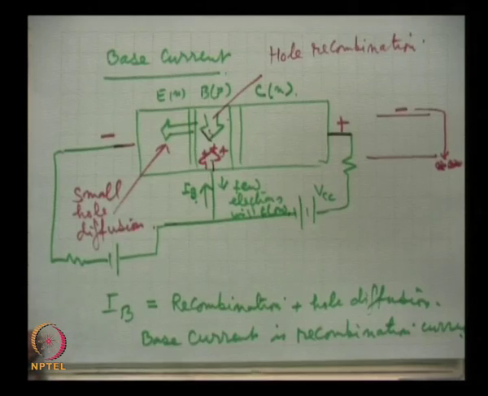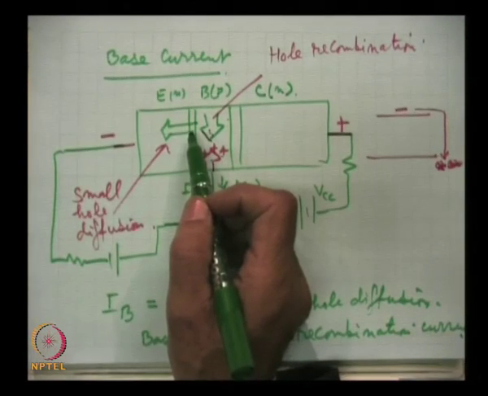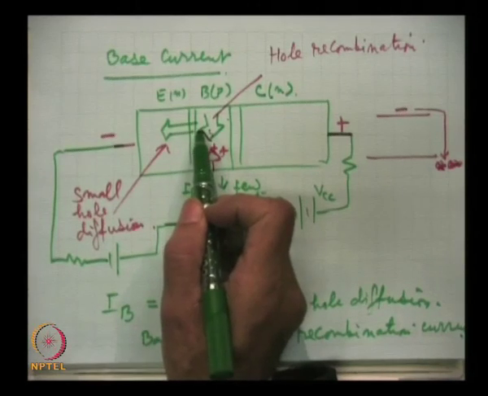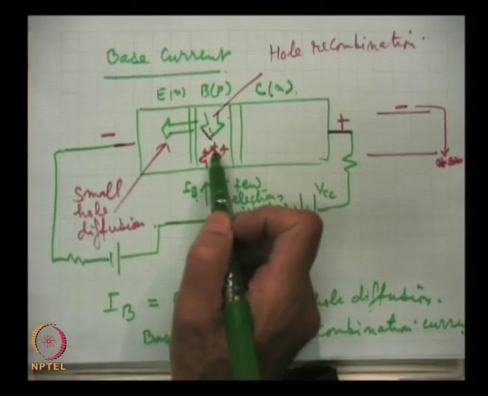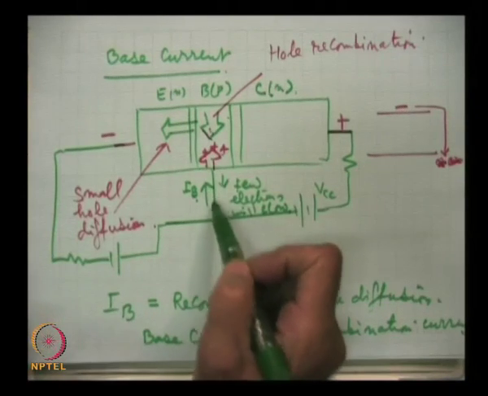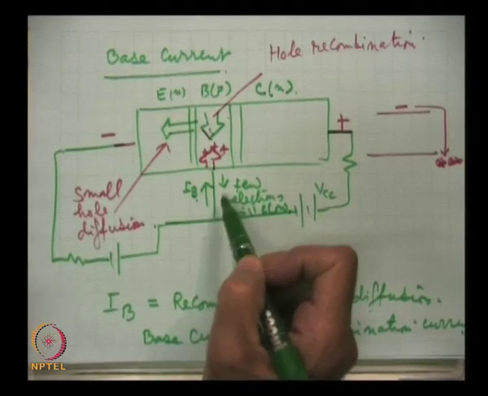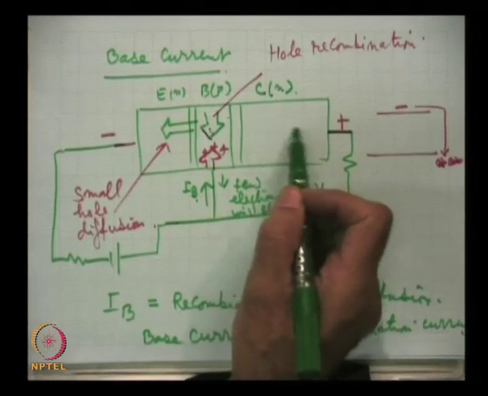So, now it becomes clear. Let us assume, just for the time being, a fictitious figure that 100 electrons start moving from the emitter, and 1% recombine. That will form the base current, finally they will come out from here, and 99% are collected by the collector. Now, the collector current.